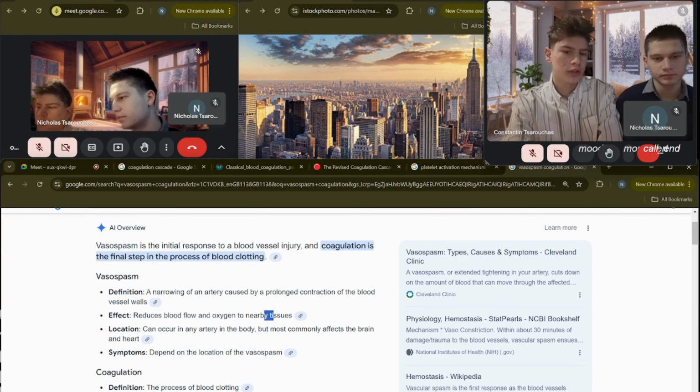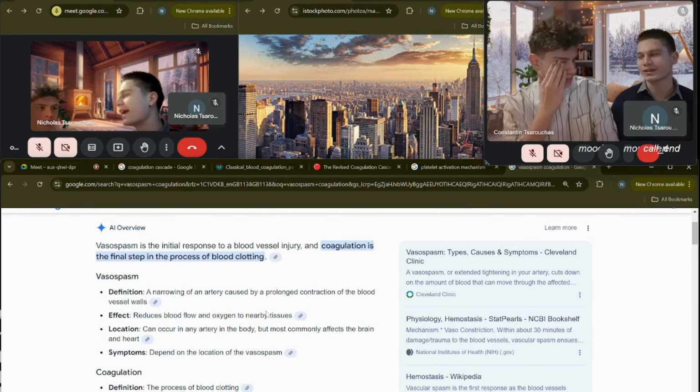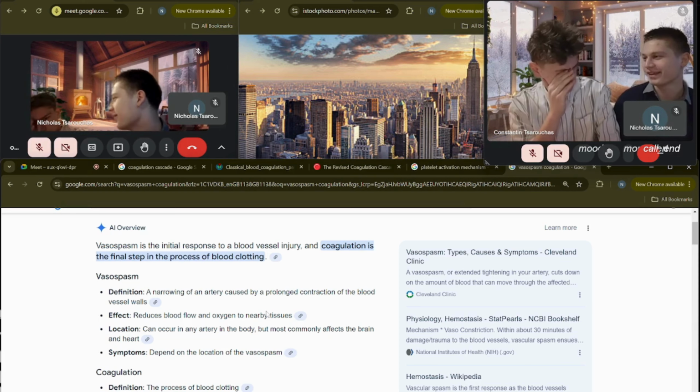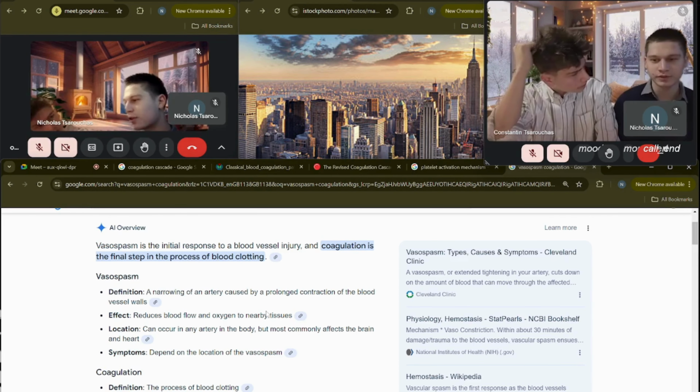What do you call it if blood goes to the wrong place? Is it called short circuit? Actual short circuit of the cardiac system, where blood will just go in a different path, like the path of least resistance.